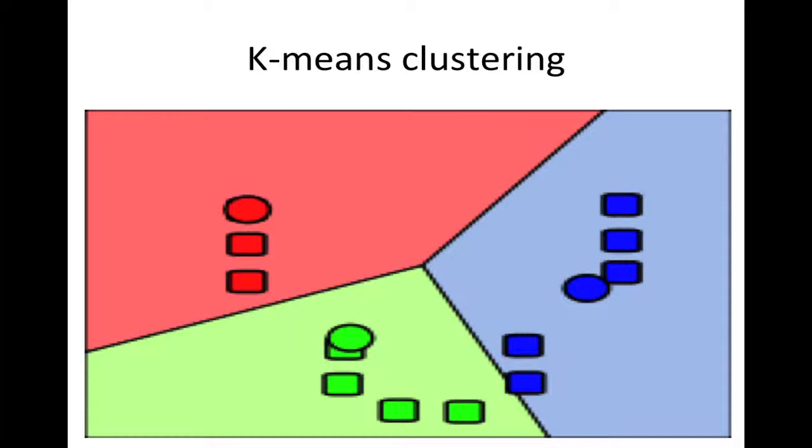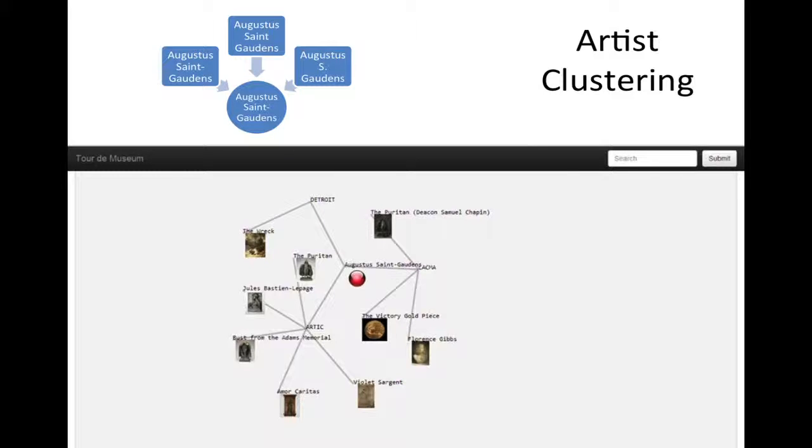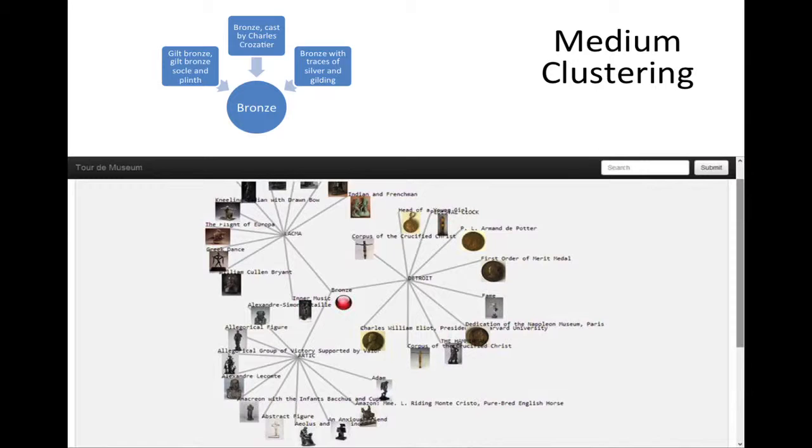Here we have used the standard k-means clustering algorithm. The distance measure we used is a string matching measure. For example, if we take the artist clustering, the artist Augustus had different representations. We used the Jaro-Winkler algorithm with a threshold of 0.94 to link these different records and group the paintings based on the same artist name. Similarly, for medium-based clustering, we used the Smith-Waterman algorithm with a threshold score of 0.7.